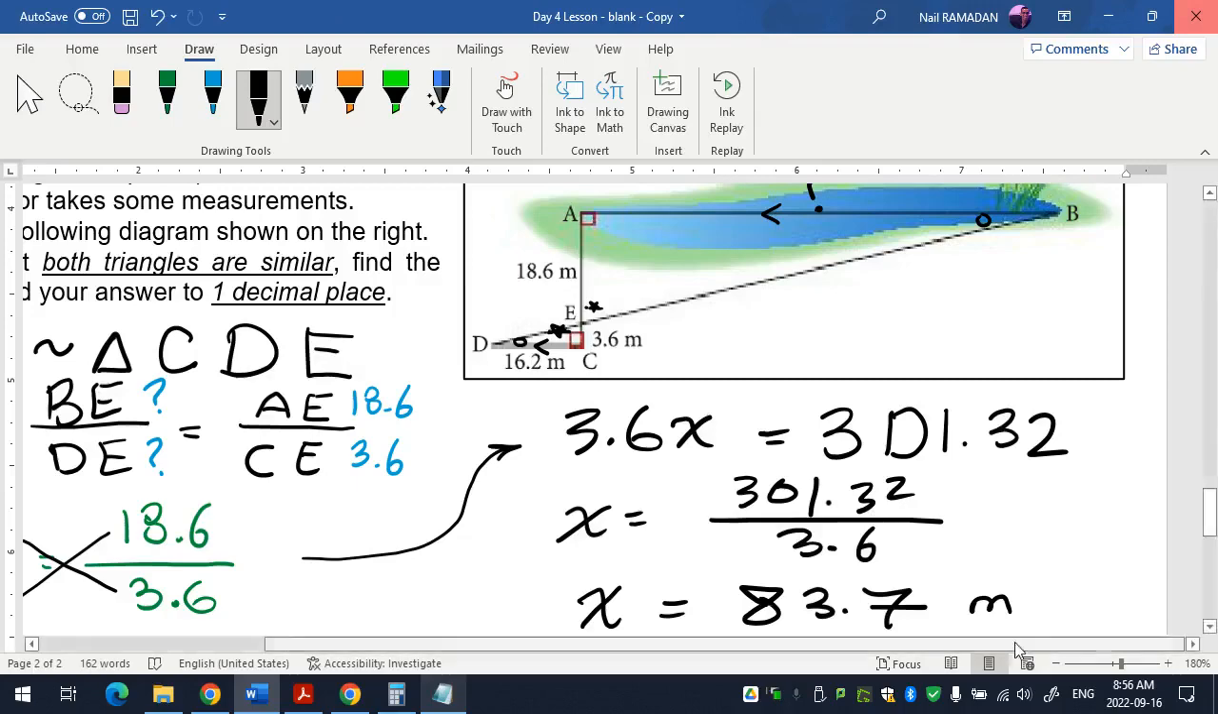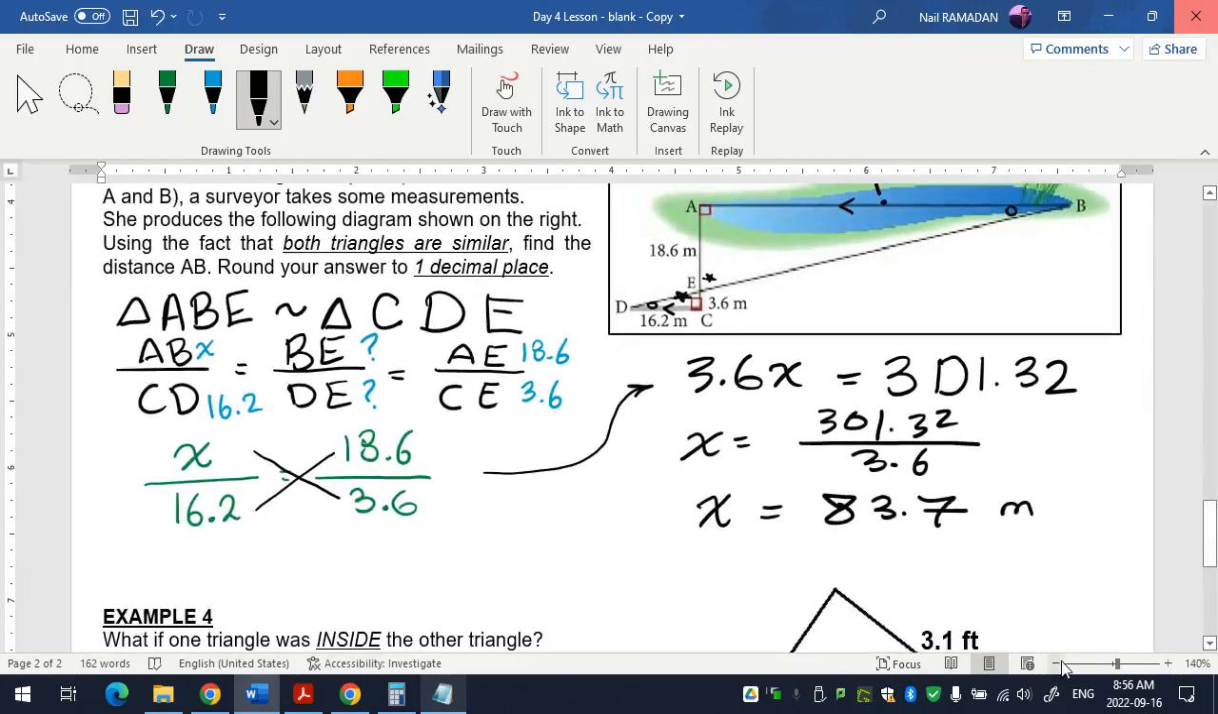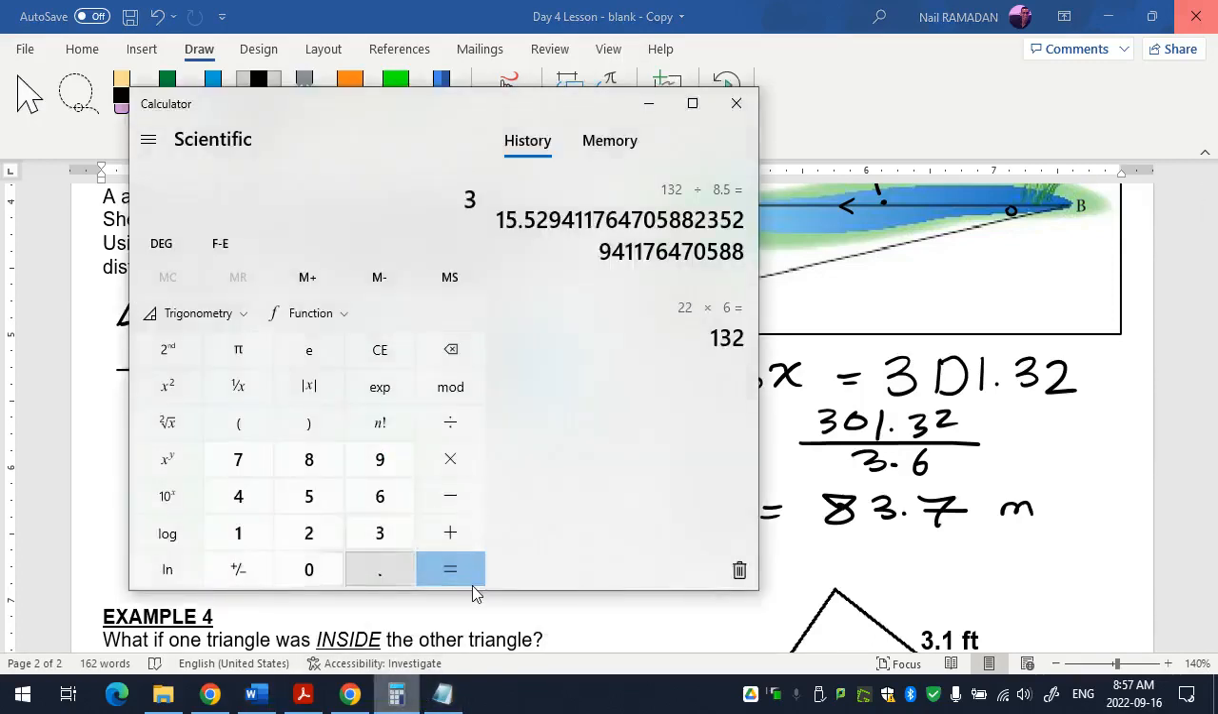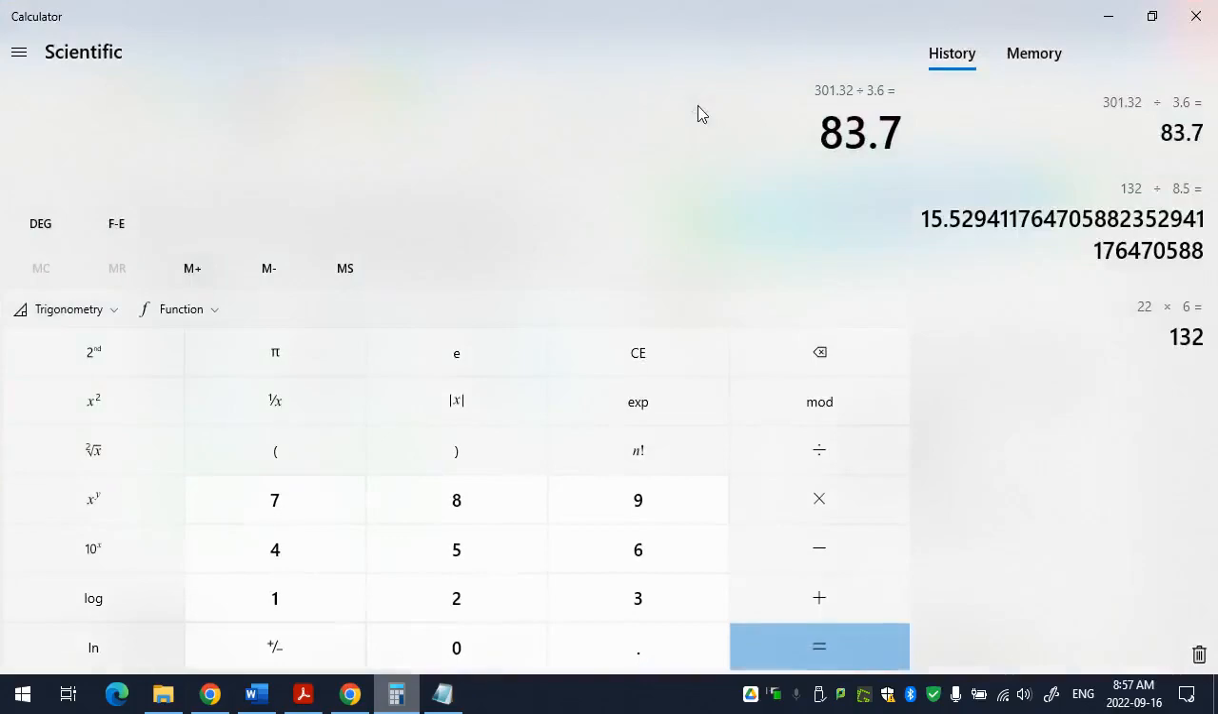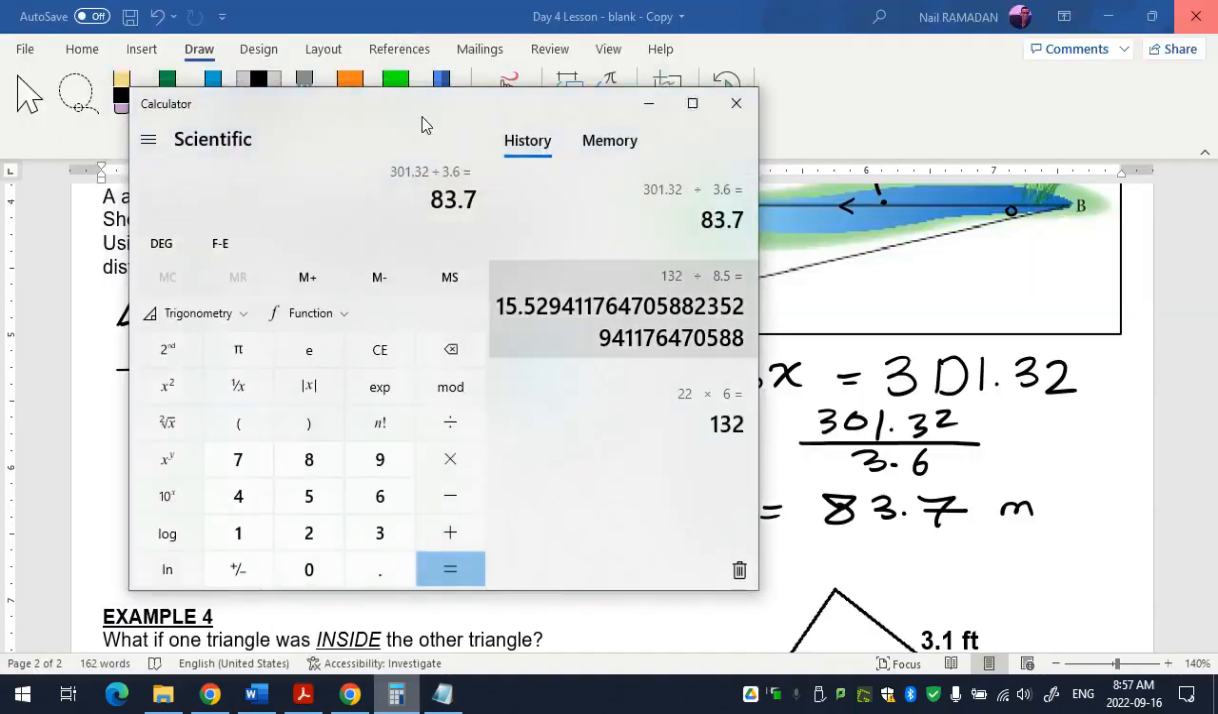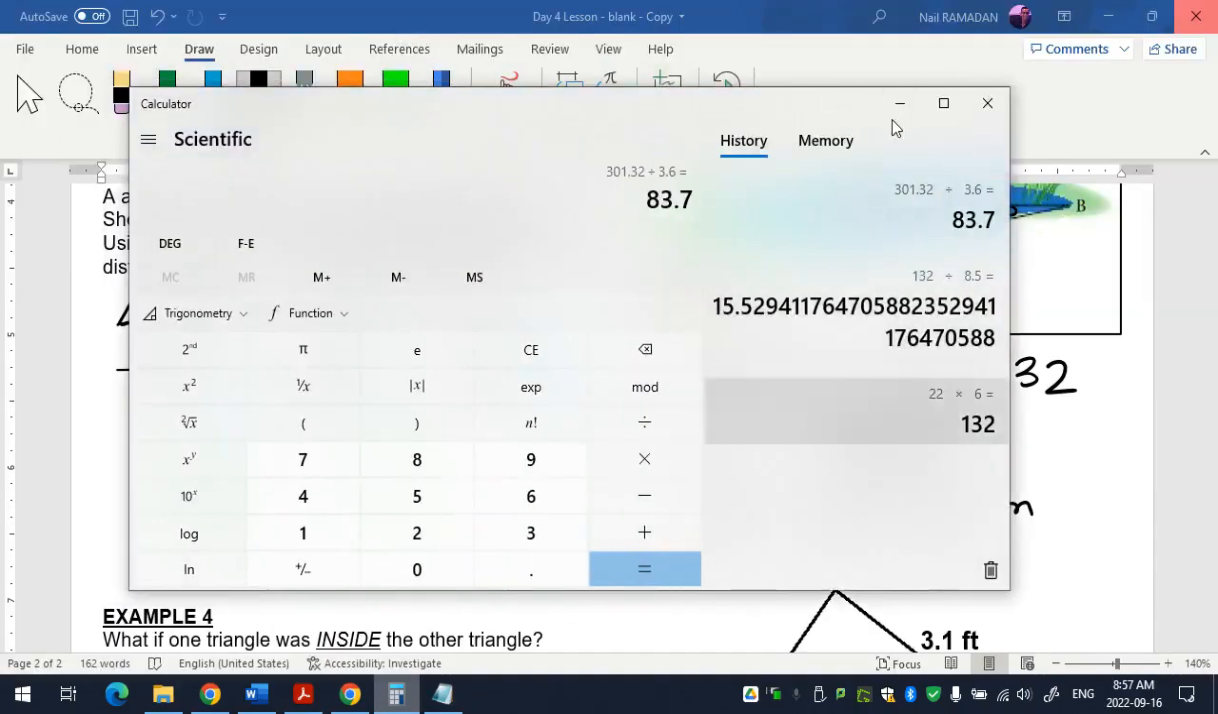Okay, so I'm just going to zoom out. There we go. How many people got the answer 83.7? Perfect, thank you. I just want to know what's the actual 301.32 divided by 3.6. Oh, no rounding even. Wow, that was weird. Okay, all right. Clear.